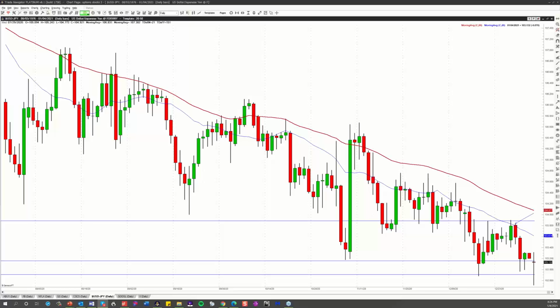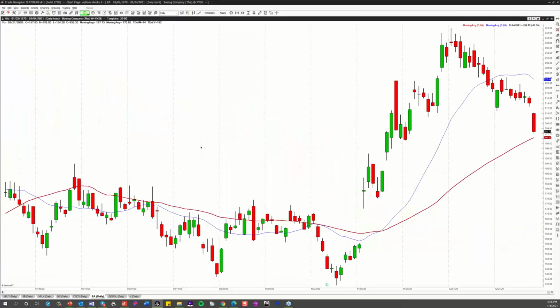Okay, we'll look at two more. Okay, Boeing. Long-term trend up, but the 20-day sloping down. So that's a little bit negative. Short-term trend down. And let me tell you what the issue is going to be.